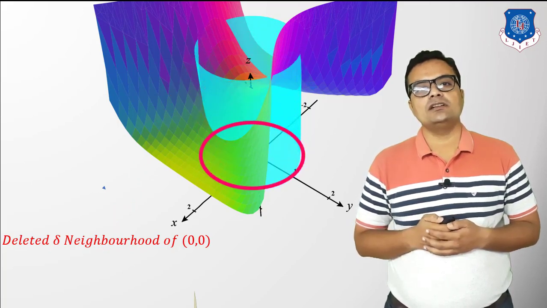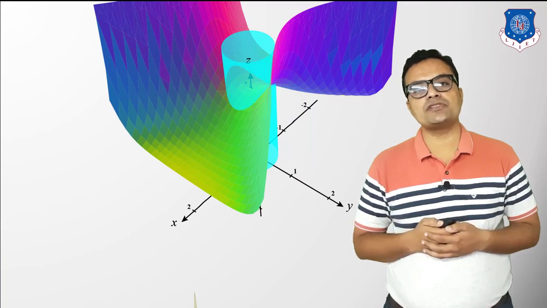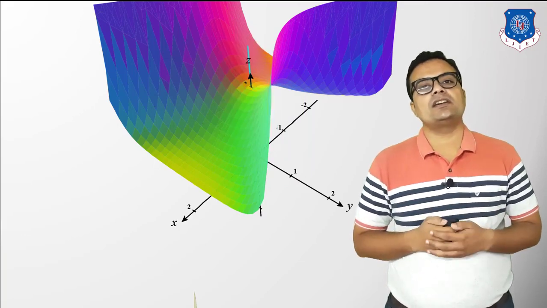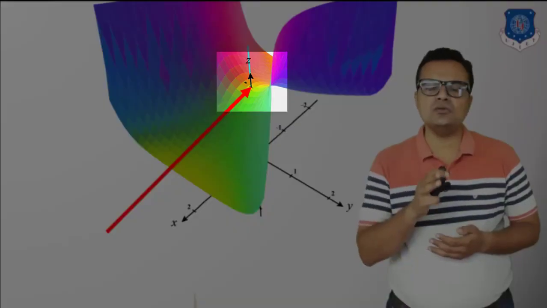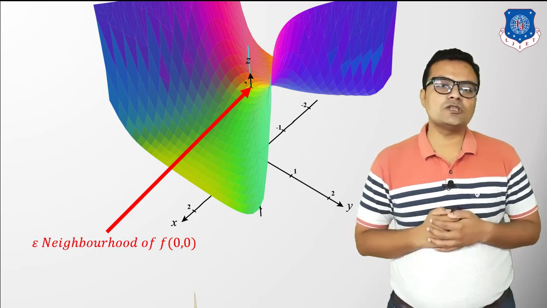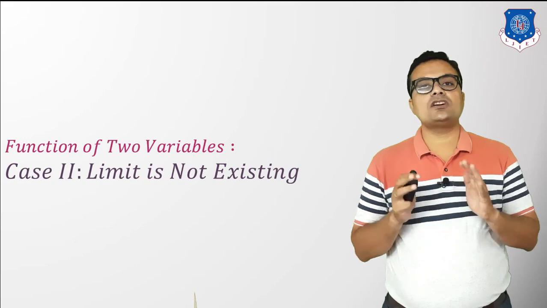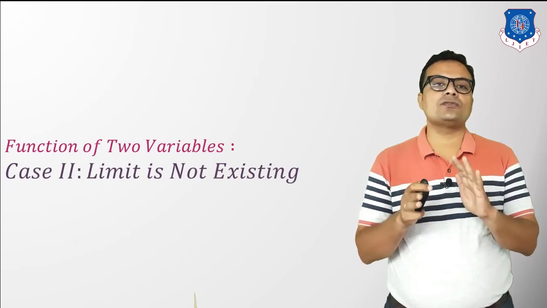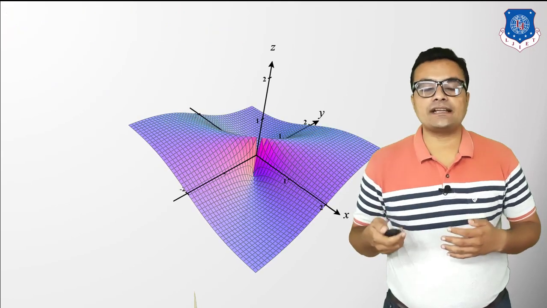epsilon and delta definition. So this is nothing but the deleted delta neighborhood of the origin, and if I shrink the radius of this, ultimately you can see it is converging at a single point which is defined by L. So this is nothing but the epsilon neighborhood of f(0,0). This is how the limit exists for a function of two variables. Now let us consider the case where the limit does not exist.